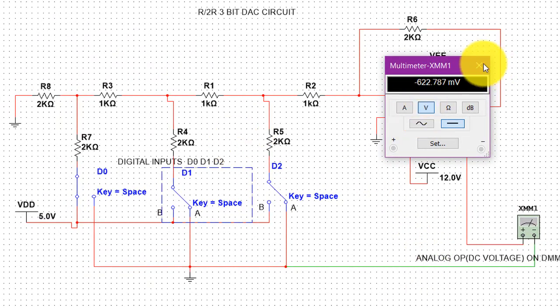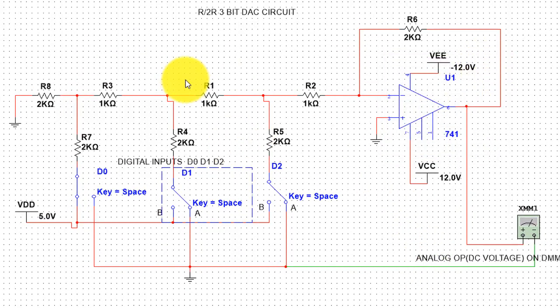So this is the practical implementation of the DAC, the R-2R DAC. Here we are taking switch 1, switch 2 and switch 3. Initially I make all the switches 0, so all switches are connected to the ground. Ground is connected over here. We have connected the whole circuit as per our circuit diagram.